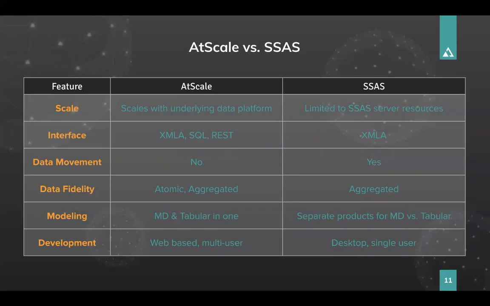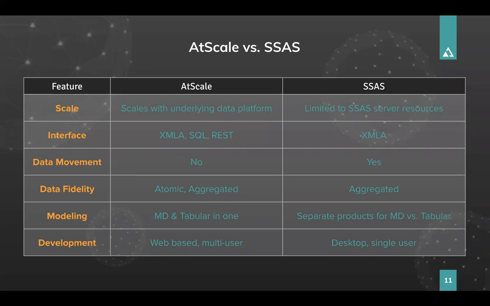So what are the key differences, which we'll point out today? On the scale side, we're not limited to the resources of AtScale. AtScale is a lightweight pass-through platform. We're going to scale with your underlying data platform. So if you're on Snowflake, you scale your Snowflake warehouse, and you're scaling AtScale. It's all done the same. There's no such thing as scaling AtScale.